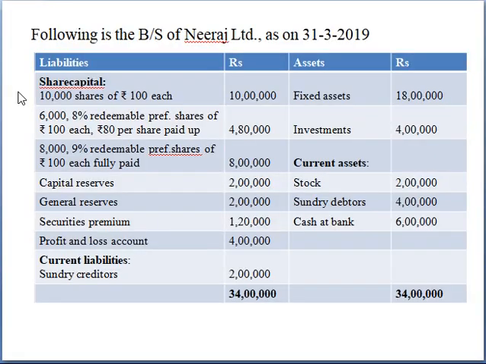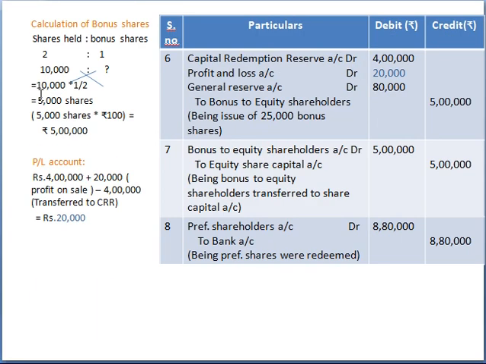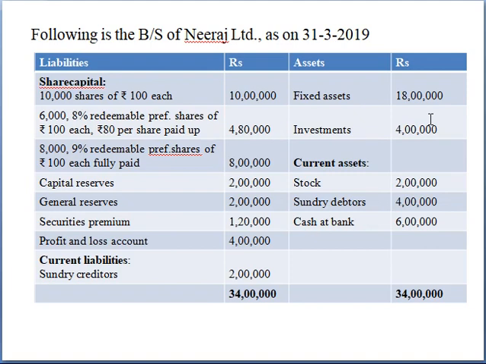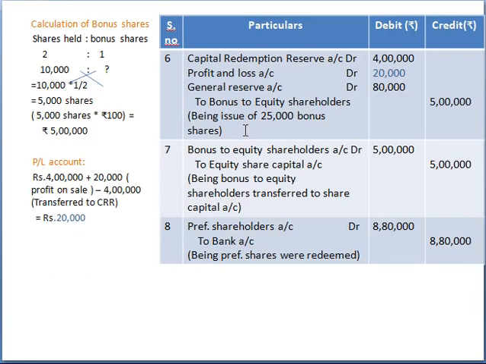Now the first is the equity shares. Equity shares which is given in the problem is 10,000, and now bonus shares are issued, that is 5,000 shares. So altogether you will get 15,000 equity shares. So 15,000 equity shares of rupees 100 each, you get 15 lakhs. And next is the 6,000 8% redeemable preference shares of rupees 80 each, you will get 4,80,000.